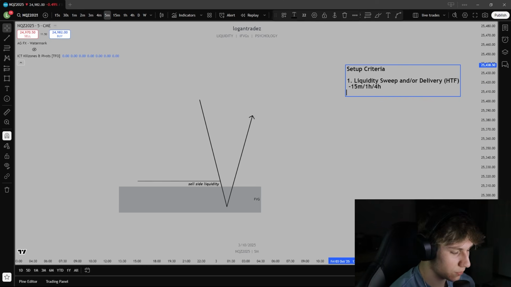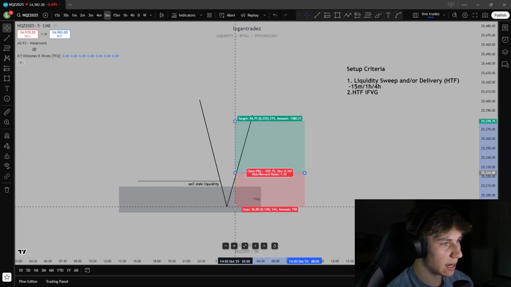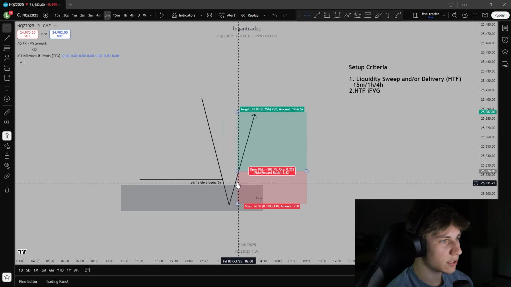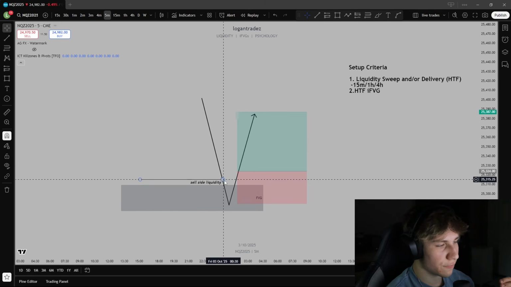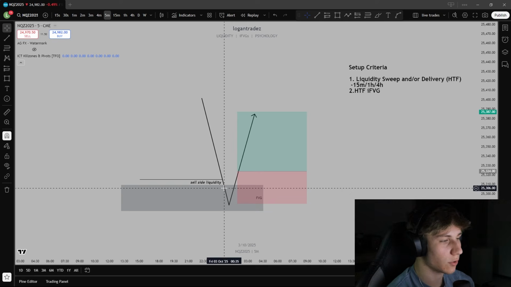Now, number two, you're going to want to enter on the highest time frame iFVG. Now, this is one of the key differences compared to how I traded before. You're going to want the highest time frame. So let's say on one time frame, we have a 1-minute gap here, we have a 2-minute gap, and a 3-minute. You're going to want to enter on the 3-minute, the highest time frame.